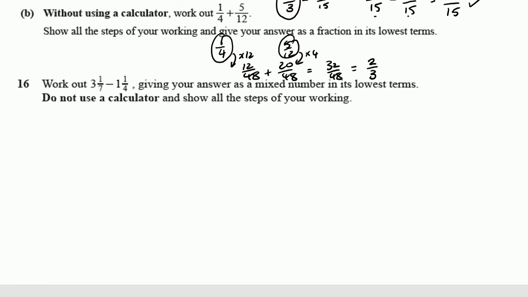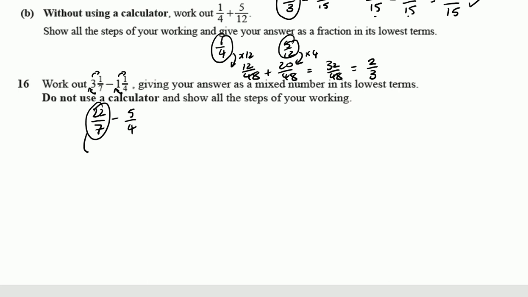Final question. 3 1/7 minus 1 1/4. I don't want to calculate with the mixed numbers, so I'm going to do 7 times 3 and add 1 to get 22/7. 4 times 1, add 1 to get 5/4. I cannot subtract these fractions because they have different denominators. The first nice number that both 7 and 4 go into is 28.